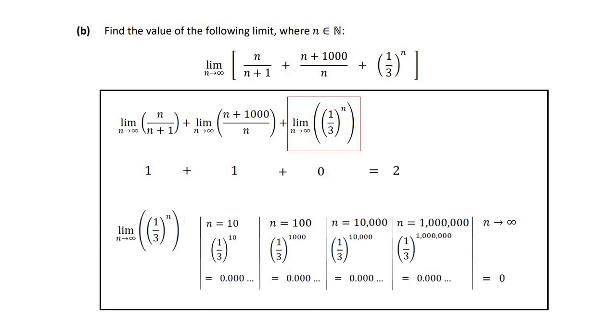For the last term, the result of increasingly larger values of n is 0. This makes sense as the denominator is rapidly getting bigger, but the numerator will always be 1. When we add all of our individual limits together, we get 2.